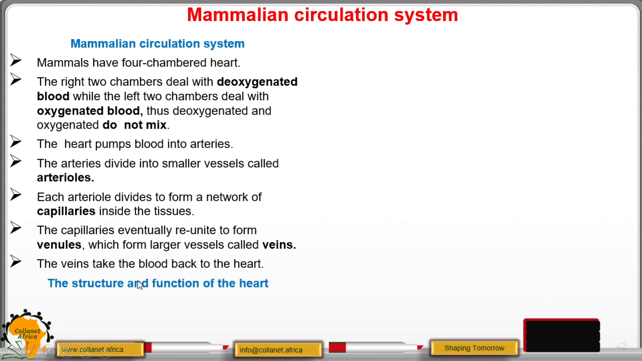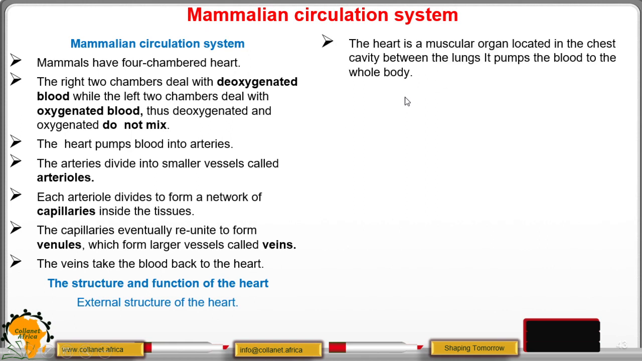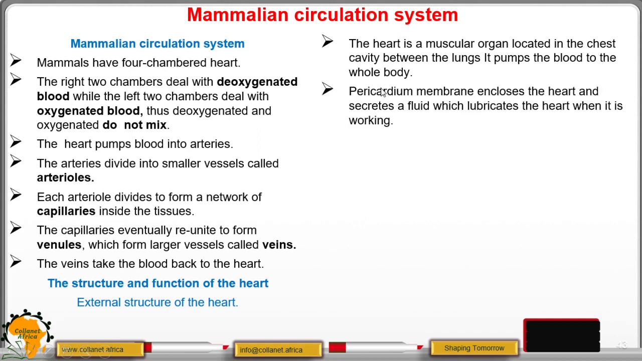Let us discuss the structure and function of the heart. First, we shall look at the external structure of the heart. So the heart is a muscular organ located in the chest cavity between the two lungs, or the pair of lungs. It pumps the blood to the whole body.